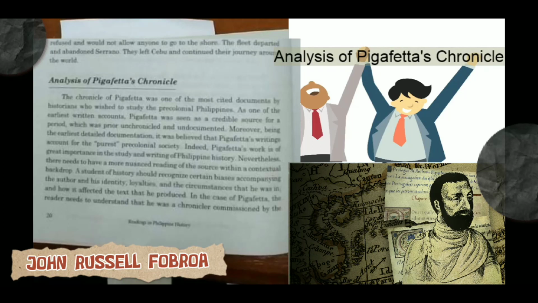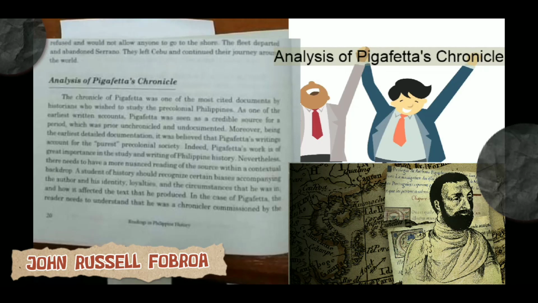Nevertheless, there needs to be a more nuanced reading of the source within that contextual backdrop. A student of history should recognize certain biases accompanying the author, his identity, loyalties, and the circumstances that he was in, and how it affected the text that he produced.